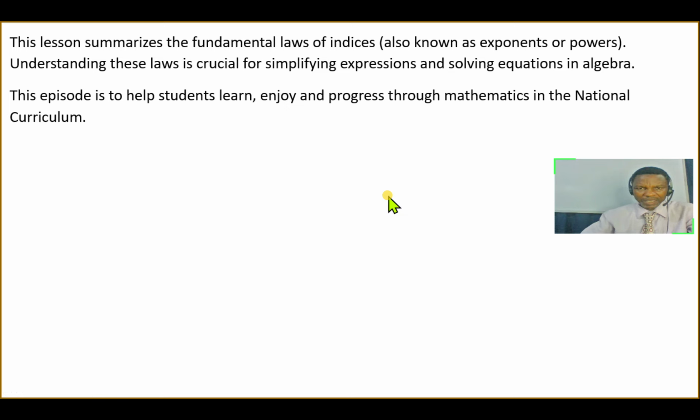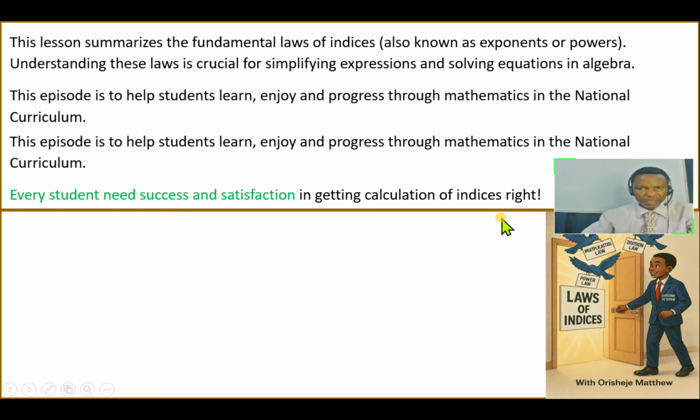This episode is to help students learn, enjoy, and progress through mathematics in the national curriculum. Every student needs success and satisfaction in getting calculation of indices right. And so we're going to be looking at the 9 laws of indices that you need to understand.